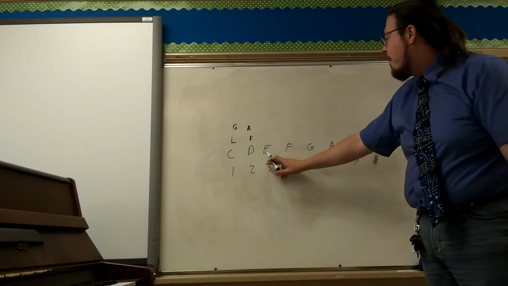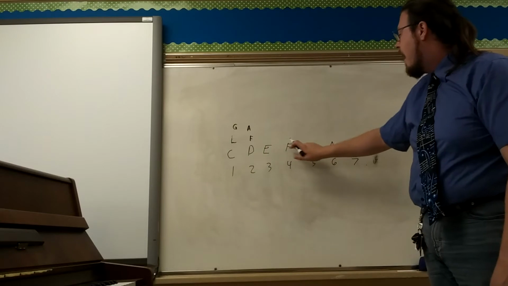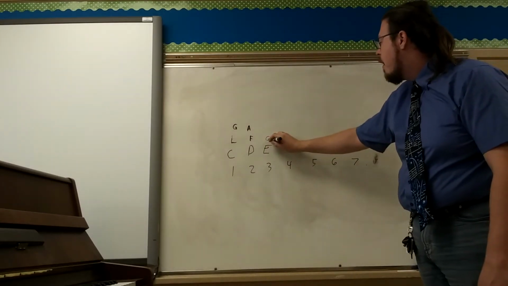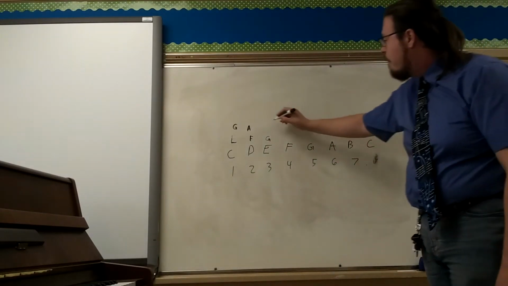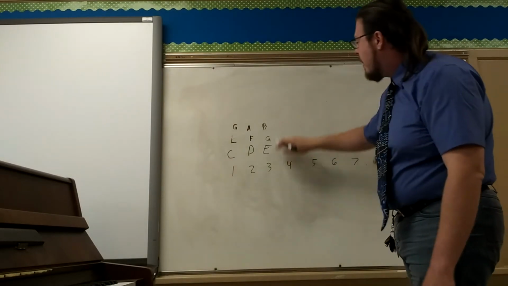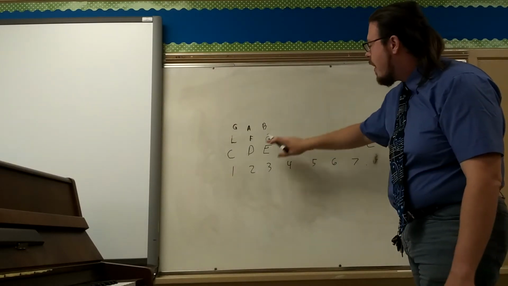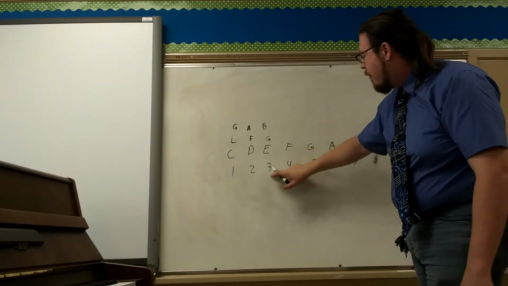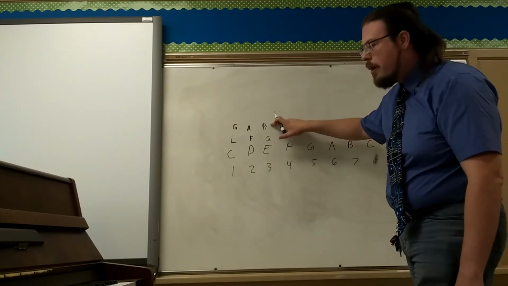Here we go with 3. I have E. I skip a note, I have G. I skip a note, and I have B. That's how I build my chords. So in the scale of C, my 3 chord is E, G, B.